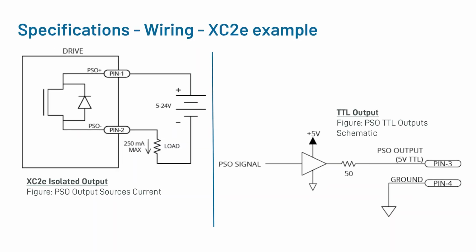So if you were to review your drive's hardware manual, you will find that there is a page on different PSO hardware connections. Depending on which one of these you use will determine the maximum output rate that the drive can actually handle, which segues us into physical wiring.